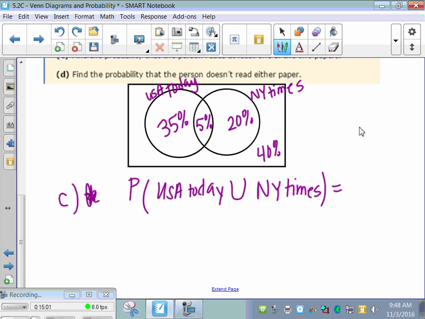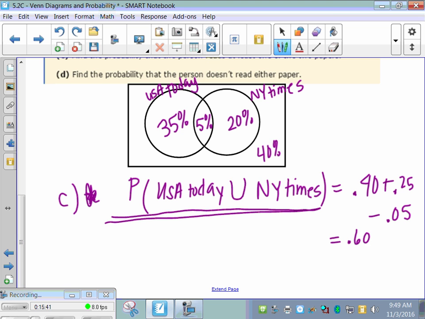Okay. So we're going to take the probability of reading USA Today, which is what? What's the probability of reading USA Today? 40%. Okay, good. Plus, what's the probability of reading New York Times? 25%. And we have to subtract the overlap. So what's that? 0.05. So we end up getting our 60% or 0.60, either way. Percents would be fine, okay? Another thing, you guys, you can do this, or you can say A union B if you define your events, okay? However you want to do it.